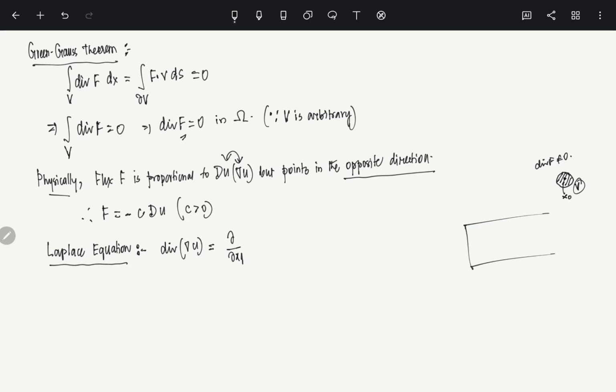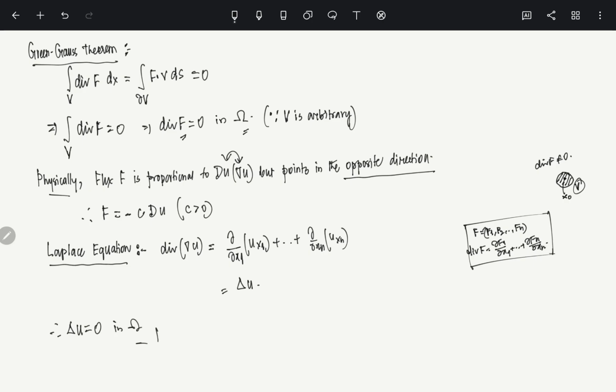First of all, let me write down what the divergence of a vector field is. Let's say f is a vector field given by f1, f2, up to fn. The divergence of f is you take f1 with respect to x1, and so on, up to fn with respect to xn. So it becomes u_x1x1 plus and so on up to u_xnxn. You do realize this is nothing but the Laplacian of u. So the equation you get is the Laplacian of u equals 0 in omega. That's your Laplace equation.